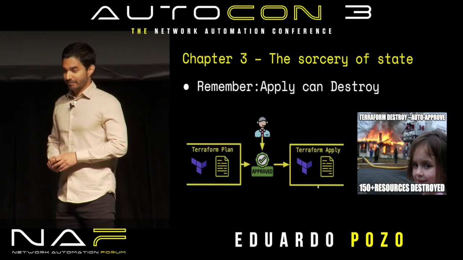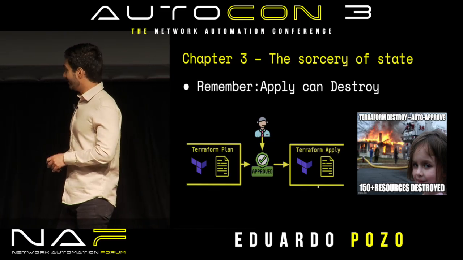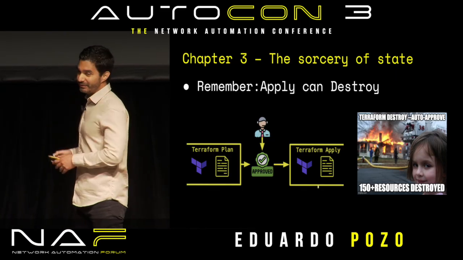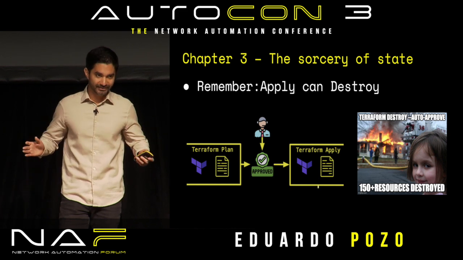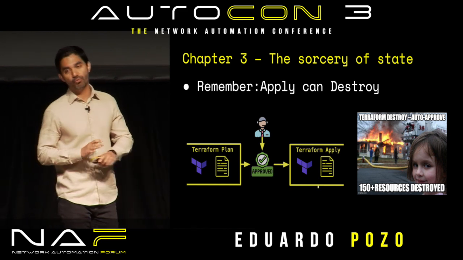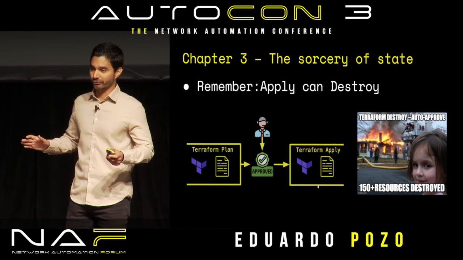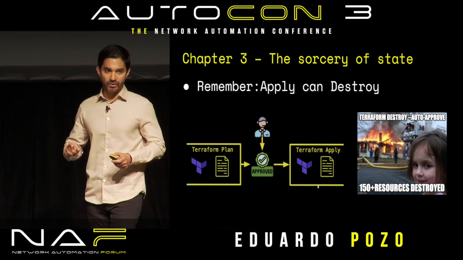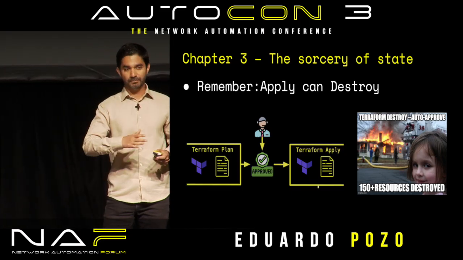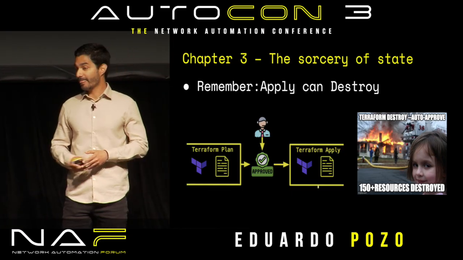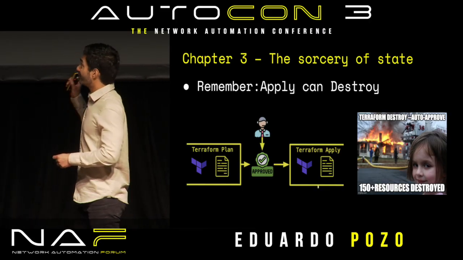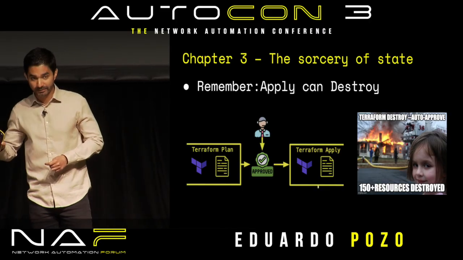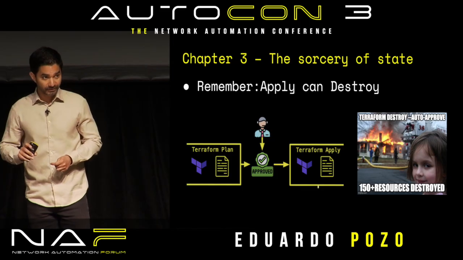Terraform has a very quick command called Terraform destroy. As it sounds, it destroys everything that is in the state. Basically, you can wipe your entire infrastructure with only one command. Terraform destroy, auto approve. Goodbye. Everything is deleted.